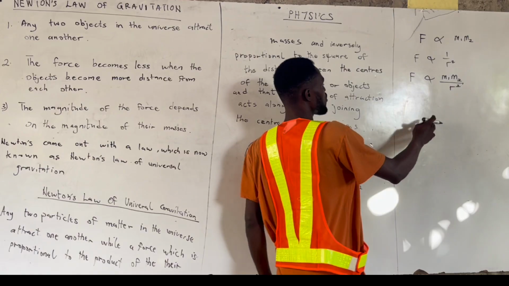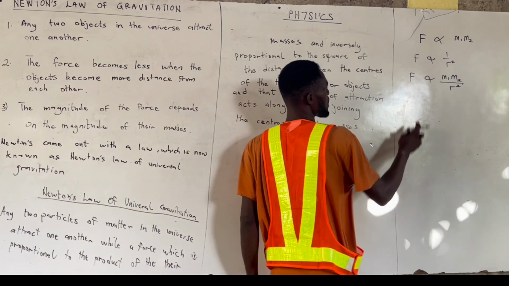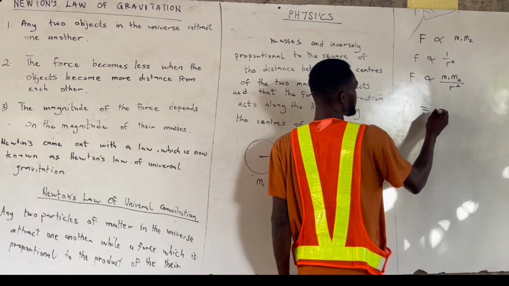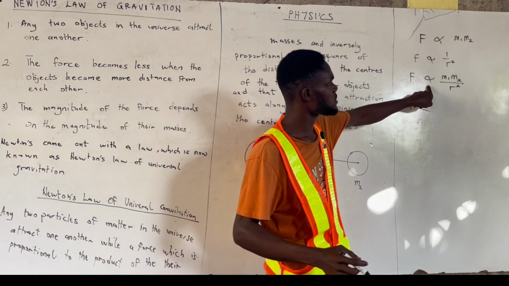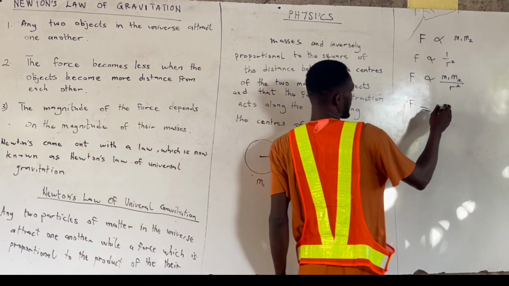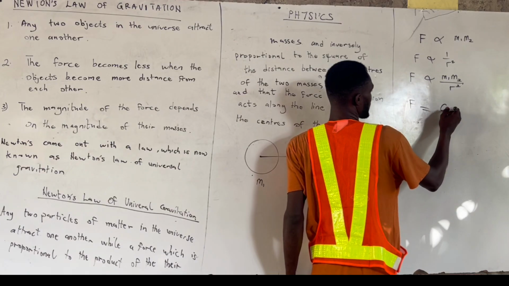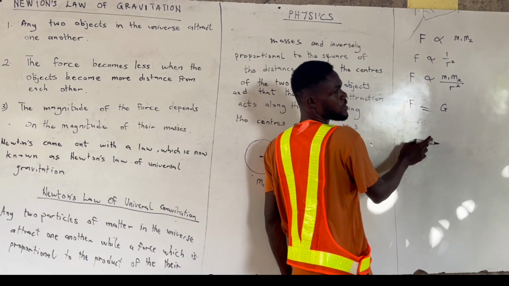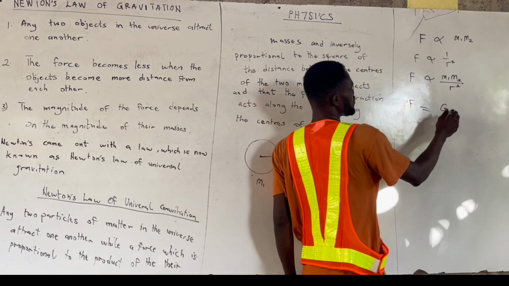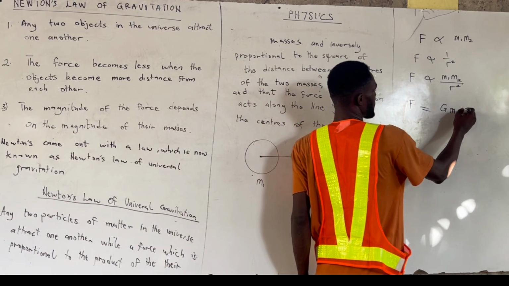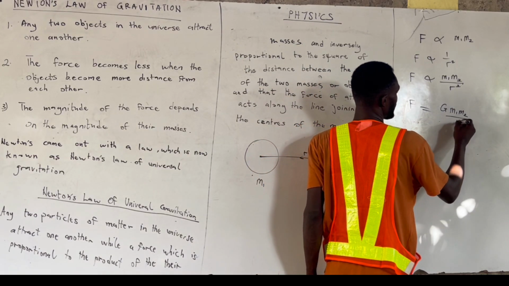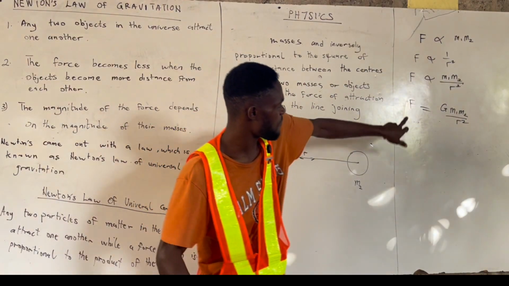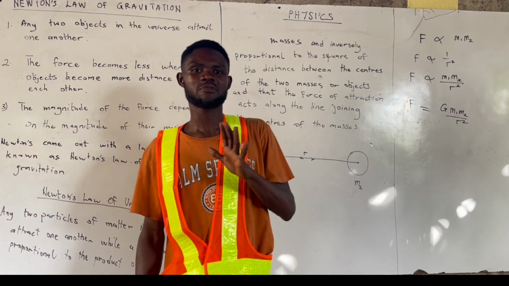If you want to introduce the equal to sign, you have to remove the proportionality sign. So if I remove the proportionality sign, the equal to sign will come. In place of the proportionality sign, we introduce a constant, all over r squared. So that is the formula. And this F is the gravitational force.